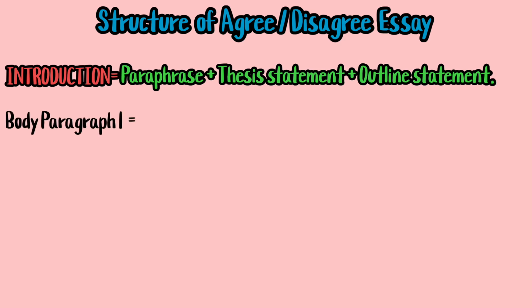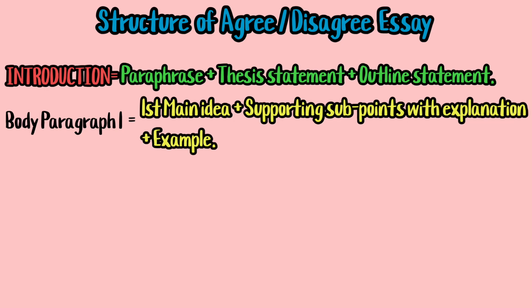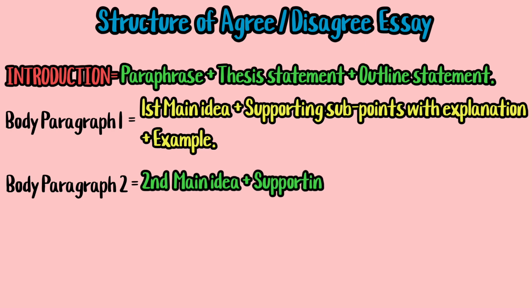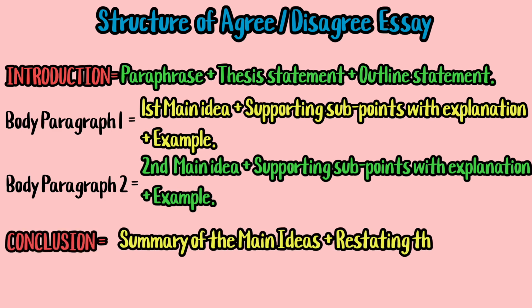In body paragraph 1, you need to write your first main idea, plus supporting subpoints with explanation and example. Write at least 100 words. In body paragraph 2, you need to write your second main idea, plus supporting subpoints with explanation and example. Here again write at least 100 words. Lastly, in the conclusion part, write the summary of the main ideas and restate your opinion.